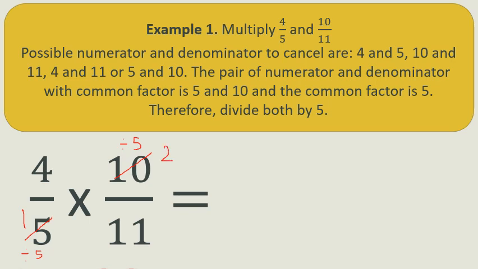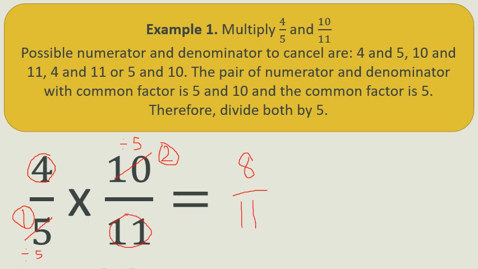Ngayon, nahanapan na natin siya ng common factor. So, ang ipag-multiply na lang natin is yung 4 times 2 para sa numerator. 4 times 2 is 8. Bakit hindi na sa 10? Kasi nga po, na-simplify na natin siya. Dinivide na nga natin yung 10 at saka yung 5 sa 5, kasi yun ang common factor nila. Yung denominator naman, 1 na lang yung i-multiply natin kasi yung 5 na-divide na natin sa 5. So, 1 times 11 is 11.